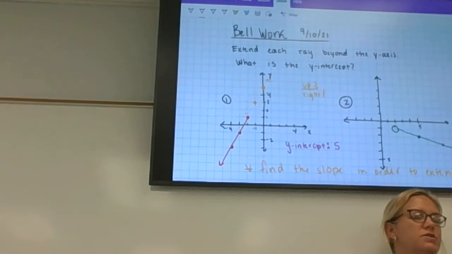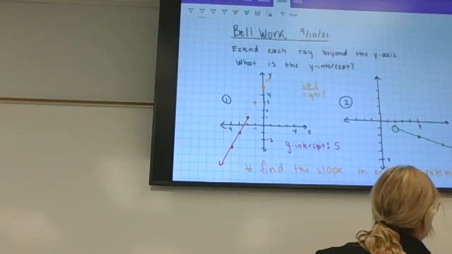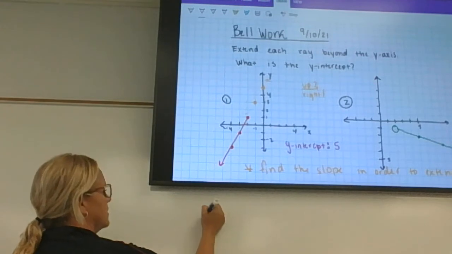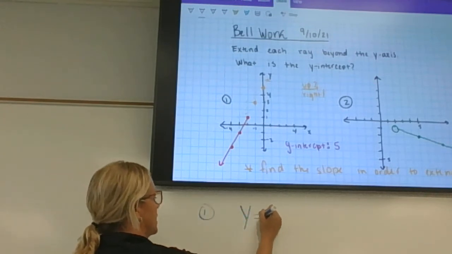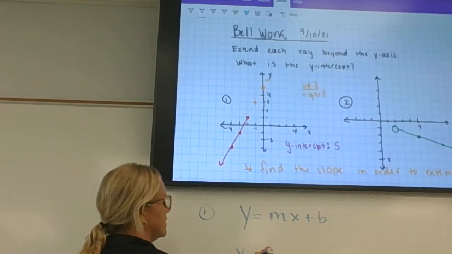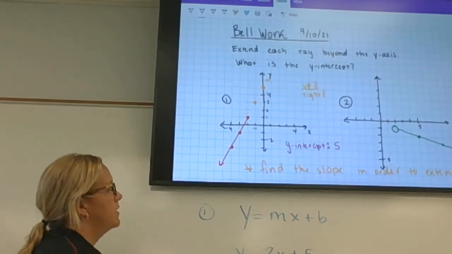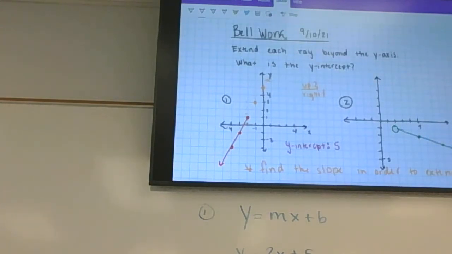So now I'm going to challenge you to write the equation of this line. That's not written up here. I want an equation of the line. y equals mx plus b. Eva? y equals 2x plus 5. Okay. Is that right? Everybody agree? Torian, you're in agreement? 2x plus 5? All right.